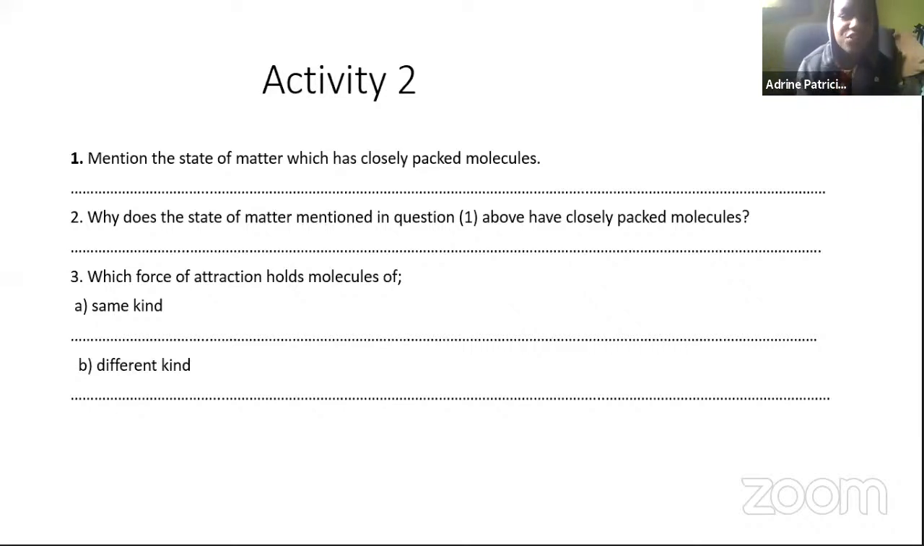Which force of attraction holds molecules of a different kind? Adhesion force. Beautiful. We have cohesion forces and adhesion forces. Those are forces of attraction. Between the same kind, those are cohesion forces, and between different kinds, those are adhesion forces.